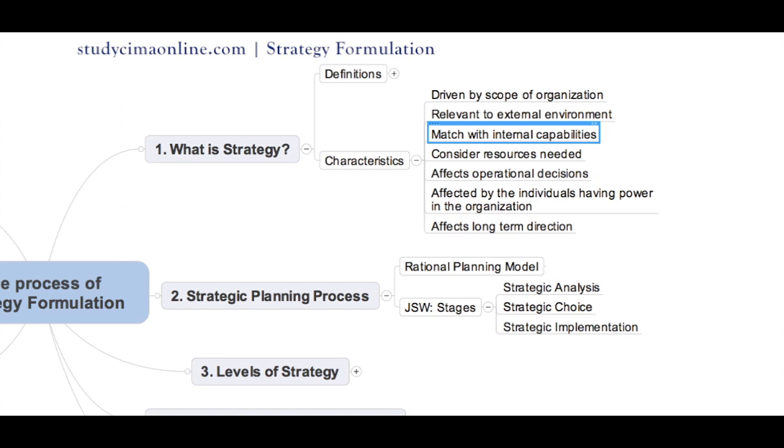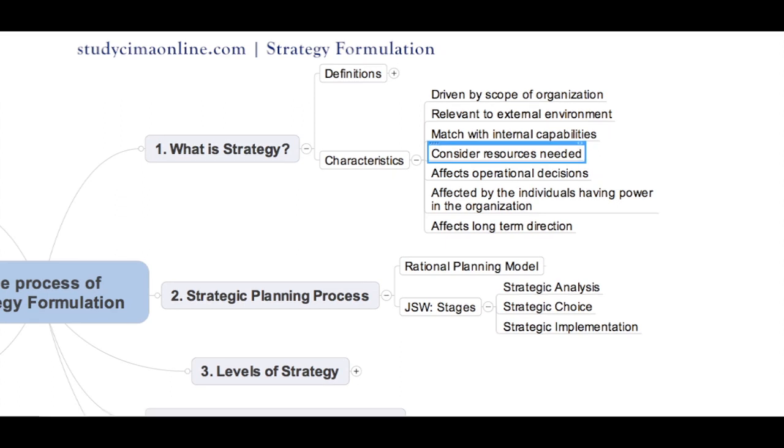If unique resources are present, the businesses can create resource-based strategies. Number 4. Consider the resources needed. If distinct capabilities or resources are not present, the business will have to acquire the resources needed. Number 5. It affects the operational decisions. The strategies made for the overall organization to move forward will affect the day-to-day operations of it.